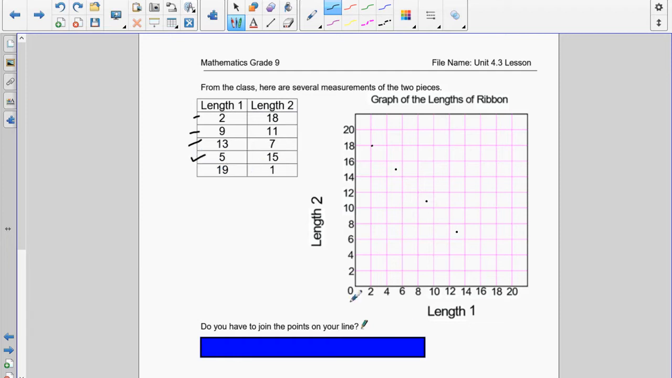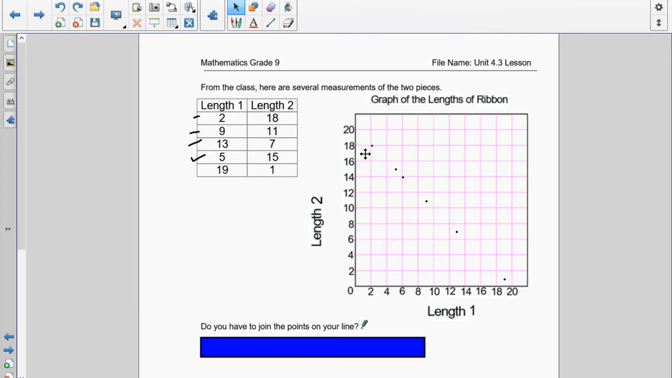And 19 and 1, so 19 and 1. Now these were all randomly chosen. I could have chosen 6 and 14. And you should notice something as I start putting in other pieces: this is forming a straight pathway.